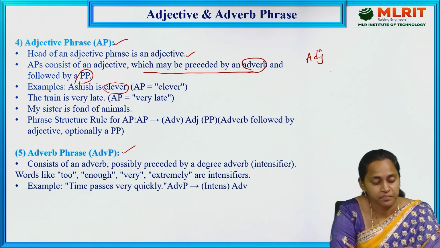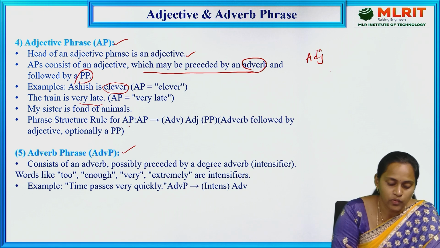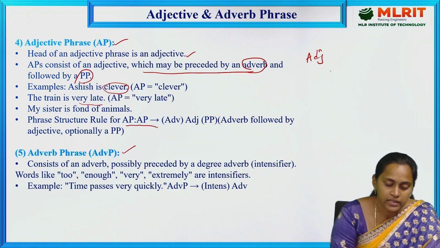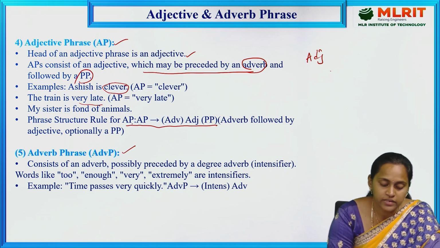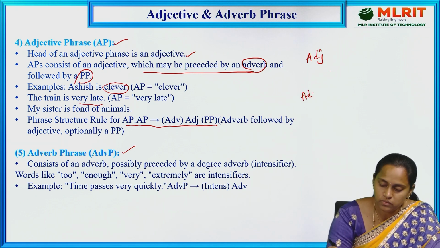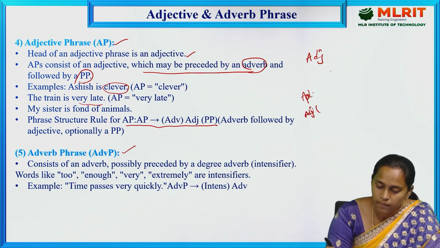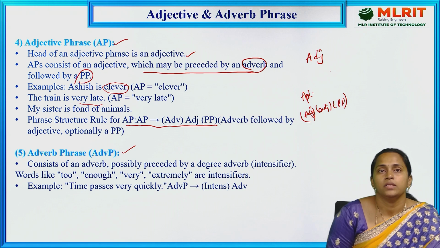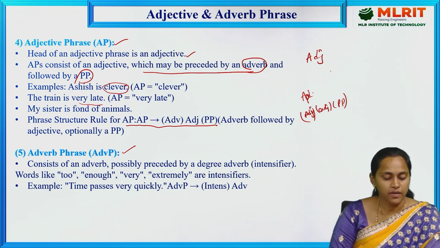adjective. Next, the train is very late. Here what is the adjective? Very late is the adjective. My sister is fond of animals. This is the rule for the phrase structure of the adjective phrase: adjective phrase equals adjective, followed optionally by a preposition.